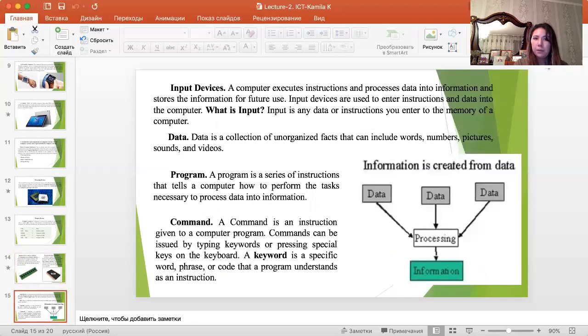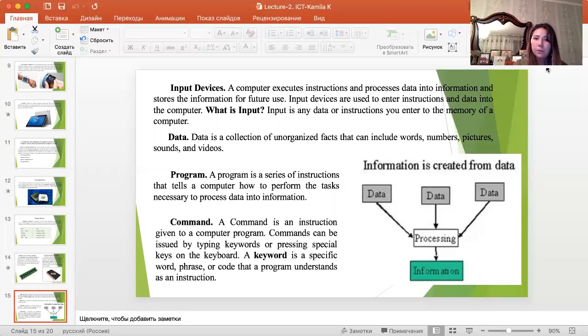Input devices. A computer executes an instruction, processes data into information, and stores the information for future use. Input devices are used to enter instructions and data into the computer. What is input? Input is any data or instructions you enter into the memory of the computer. Data. Data is a collection of unorganized facts that can include words, numbers, pictures, sounds, and videos.